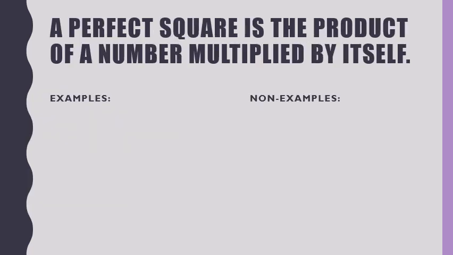Our vocabulary for today is a perfect square. A perfect square is the product of a number multiplied by itself. Just a reminder, product means the answer when we multiply. So when we multiply a number by itself, we'll find a perfect square. So for example, 3 times itself, 3 times 3, is 9.